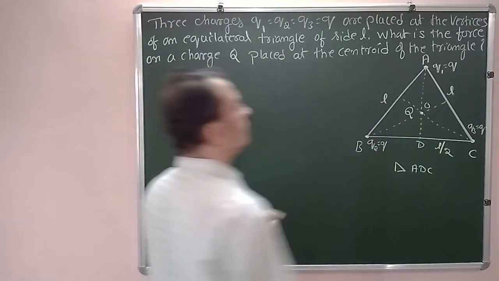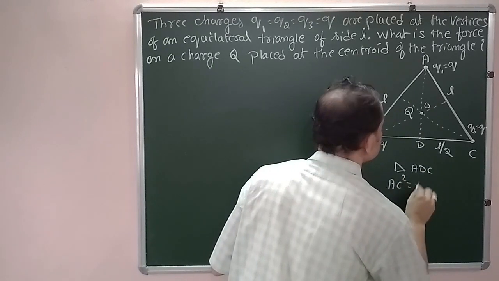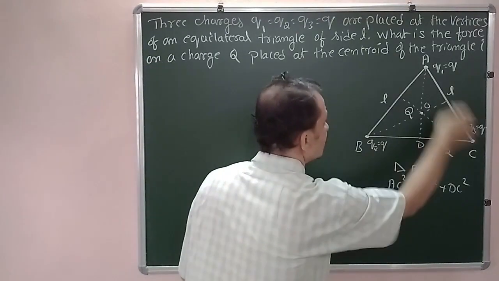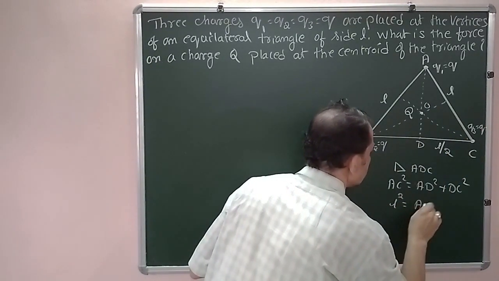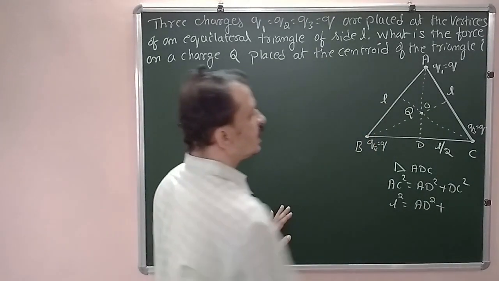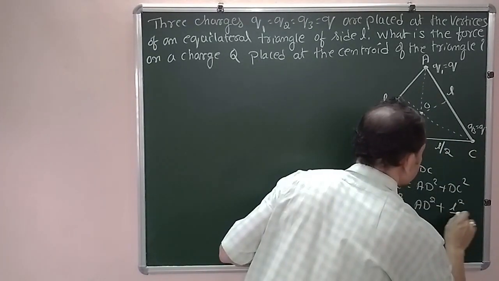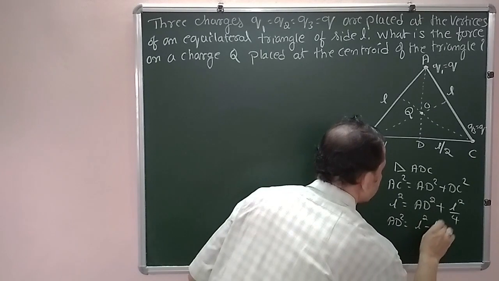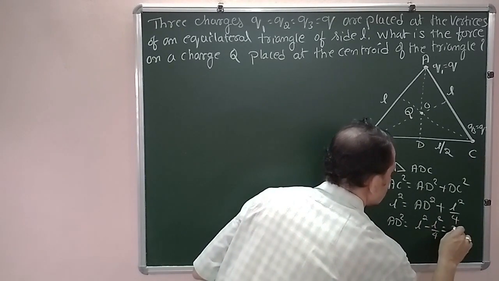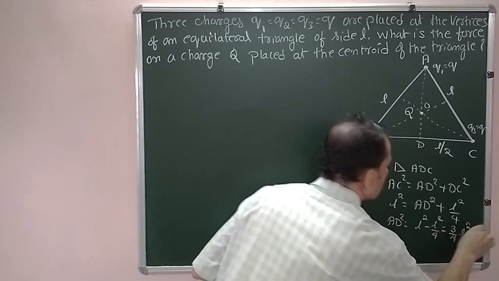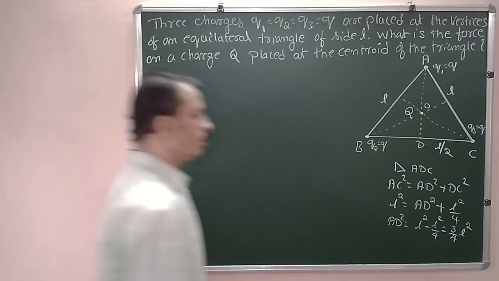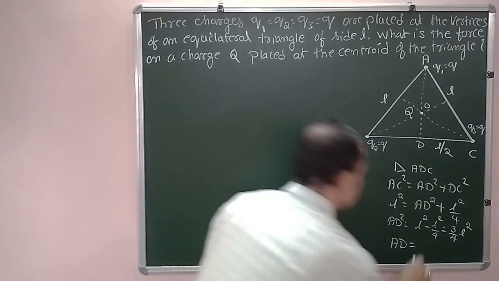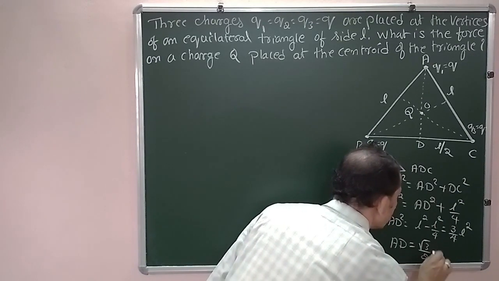by using Pythagoras theorem, so AC square is equal to AD square plus DC square. AC square, it is L square, is equal to AD square, that you have to work out, plus DC, L by 2, that is L square divided by 4. Therefore, what is AD square? It is L square minus L square divided by 4, that is 3 by 4 L square, AD square length. But we require AD. Therefore, the length of the median AD is found to be root 3 by 2 into L.